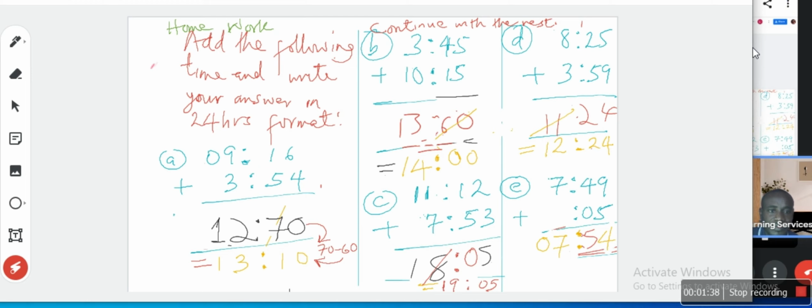All right. Now let's go to this B. This is 345 plus 1015. So you can do 45 plus 15. That gives 60, isn't it? And then 3 plus 10 gives 13, isn't it? Then 1360. There's nothing like 1360. Once it is from 60 and above, you do what you did here.